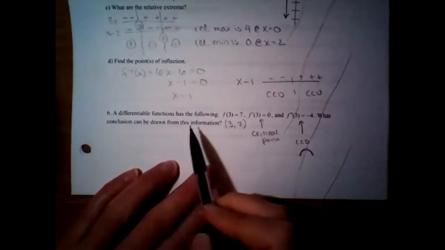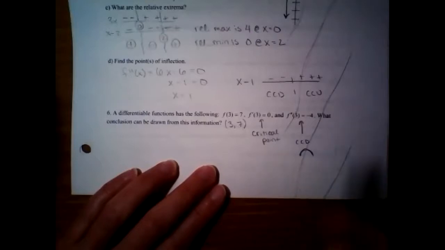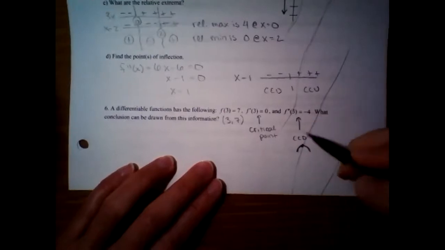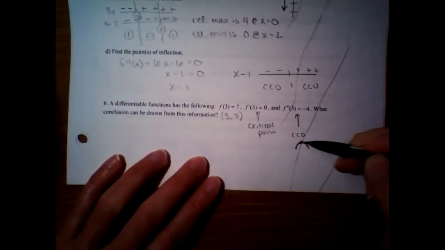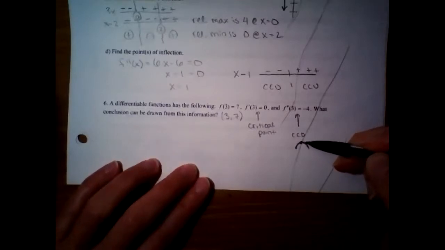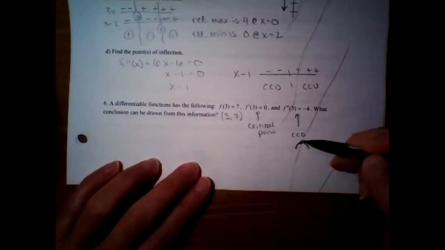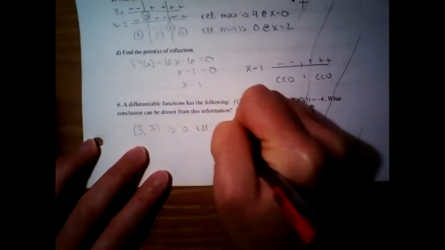All right, so what conclusion can we draw from this? We have some point, it's a critical point, and the graph is concave down there. So if the graph is concave down, what do we know about this critical point? What can I label that as, or what can I say about that critical point? Good, nice job, relative maximum. If your graph's concave down and you have that critical point, it's going to have to be at the peak of the hill. So we're going to say (3, 7) is a relative maximum.